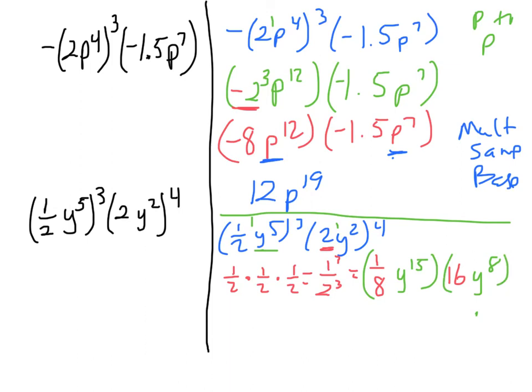My last thing I can do is multiply my coefficients and multiply my same bases. So 1/8 times 16 is equal to 2, and y to the 15th times y to the 8th is y to the 23rd. So my final answer is 2y to the 23rd.